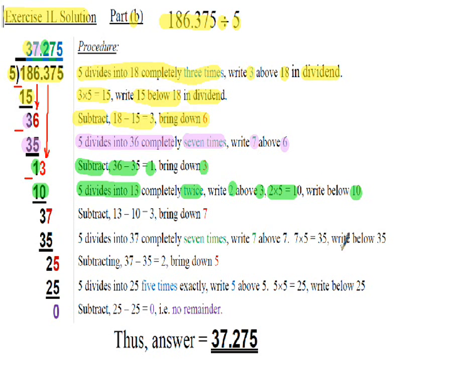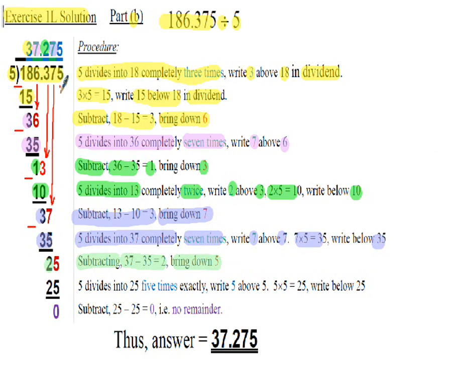Again subtracting, 13 minus 10 is equal to 3. We now bring down the 7, shown here. 5 divides into 37 completely 7 times, so we write 7 above the 7 in the dividend. Here's the 7. 7 multiplied by 5 is 35, so we write 35 here. Subtracting 37 minus 35 is 2, we write the 2 here, and we bring down the 5, shown here.